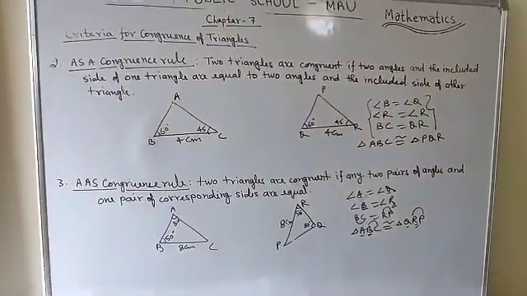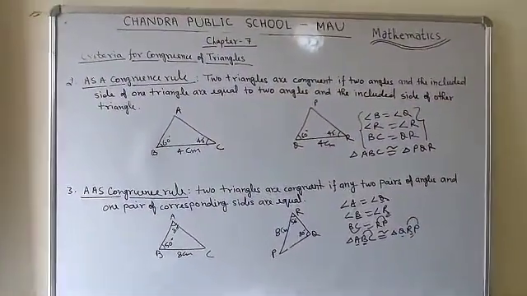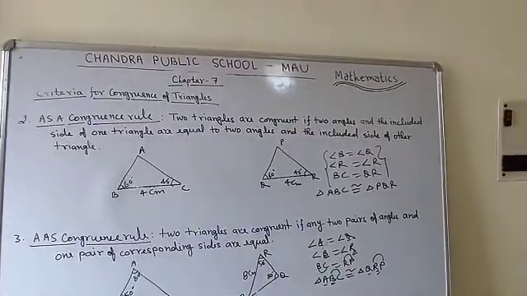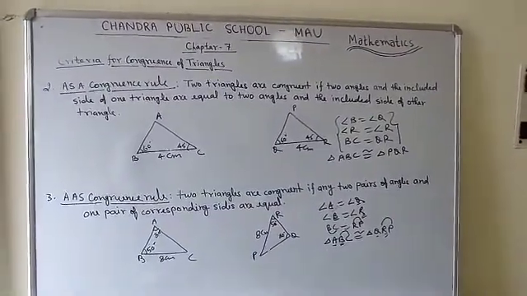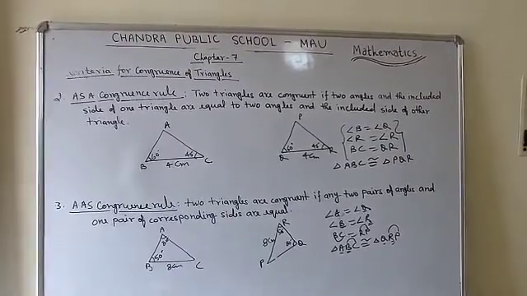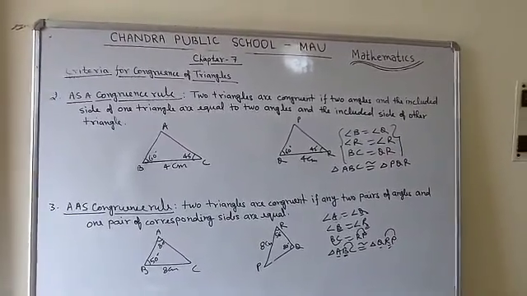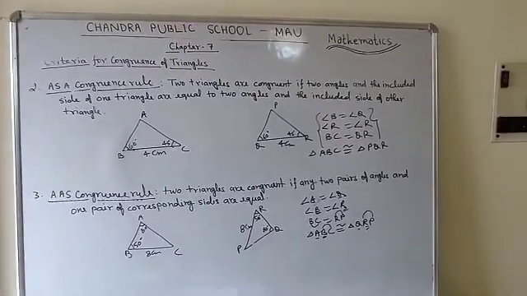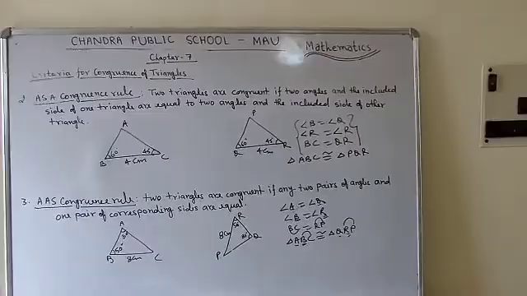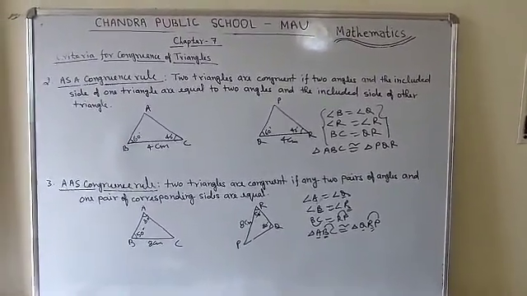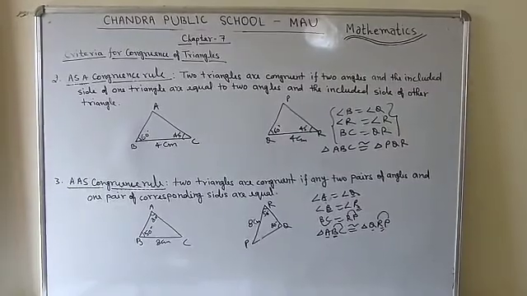So students, these are the three criteria which you will apply in exercise 7.1 to solve the questions. So again you need to revise these three criteria for congruency. First one was SAS, second ASA, and third AAS. So these are the three that will be used in exercise 7.1. In the next video I will discuss the questions given in exercise 7.1.